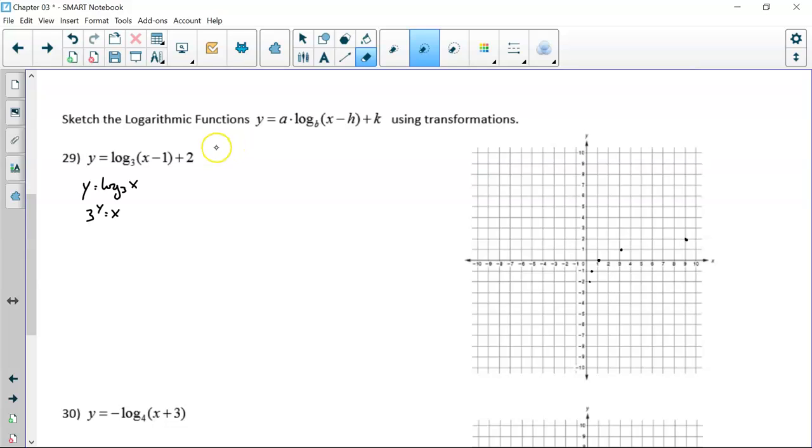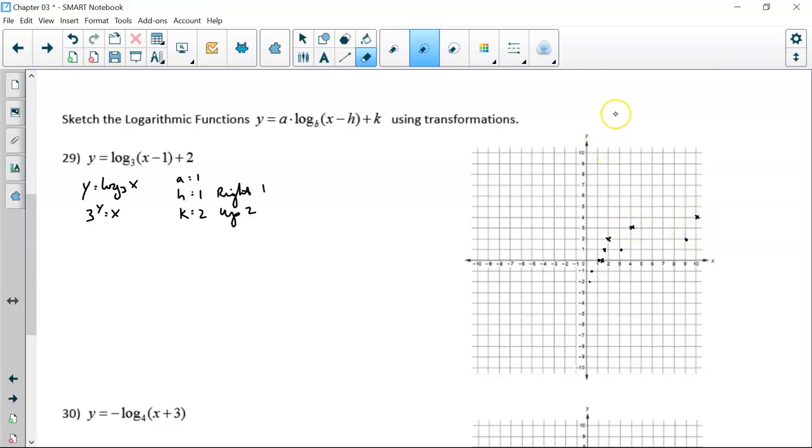Now, my value for A is 1, so nothing happens there. H is 1, and K is 2. So we're going to go to the right 1 and up 2, just like we've been doing before. Go to the right 1 and up 2 for each point.